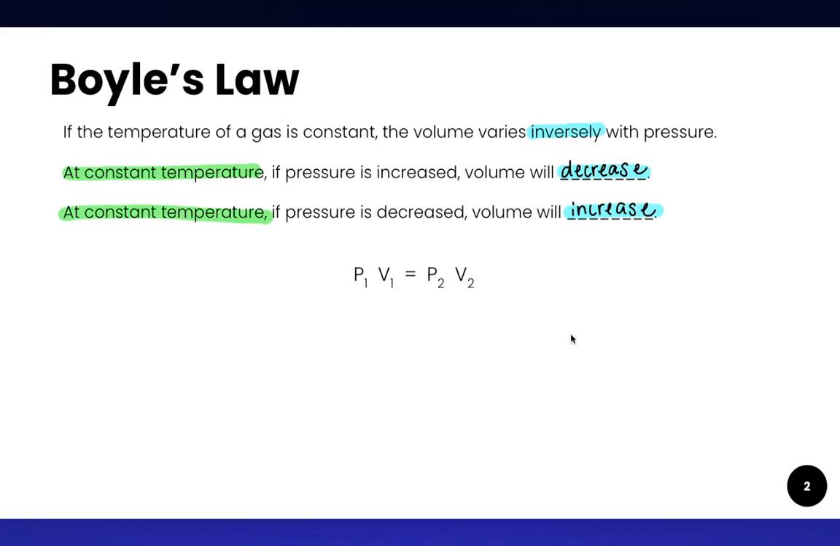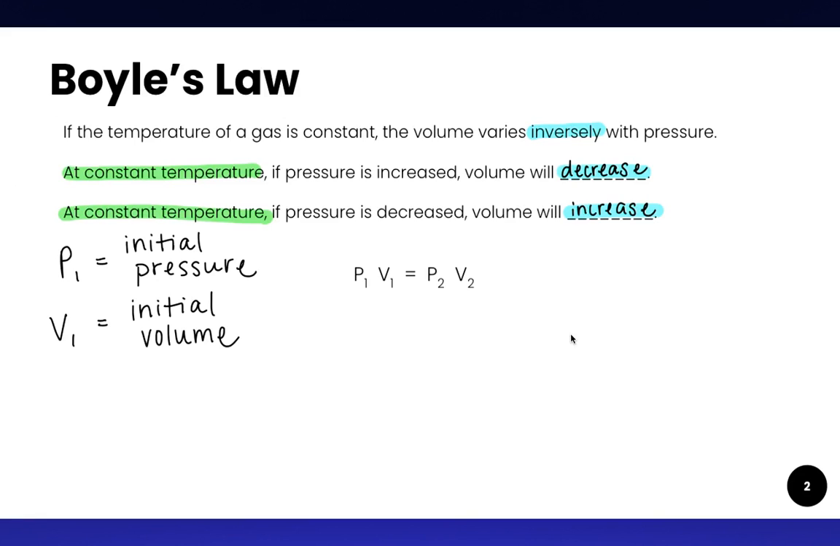So the mathematical representation of this law is P1 times V1 is equal to P2 times V2, where P1 is the initial pressure, V1 is the initial volume, and then the gas will go through a change, and you will have P2, the final pressure, and V2, the final volume.